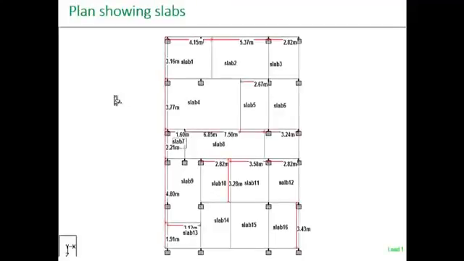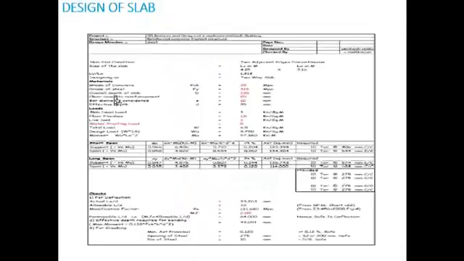This is the plan showing slabs. Here we have 16 different types of slabs which are designed using MS Excel sheets. This is the Excel sheet showing the design of a slab based on the Ly by Lx value.